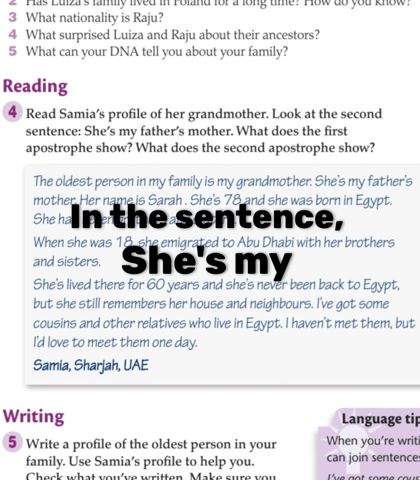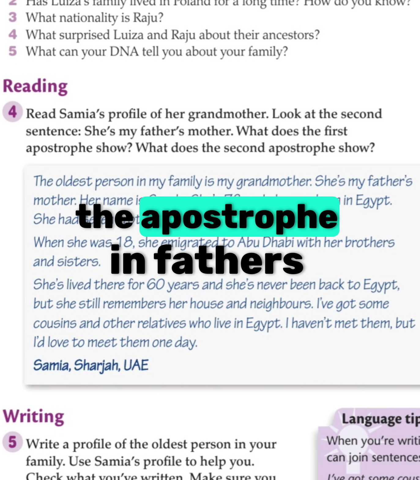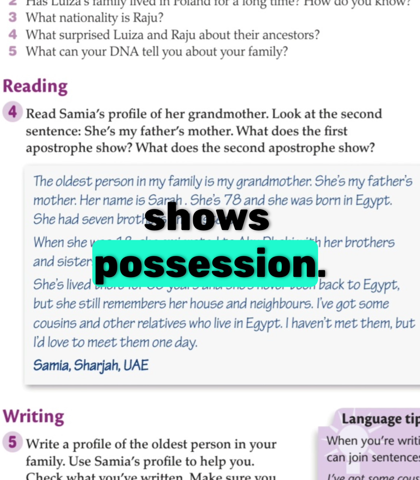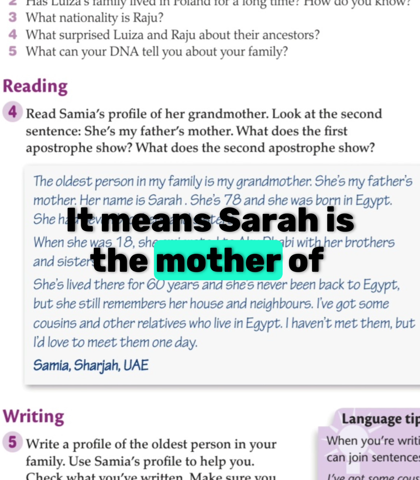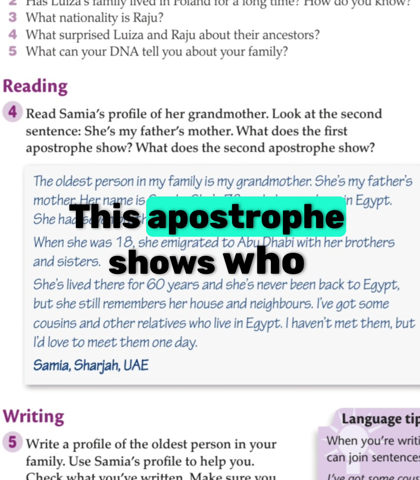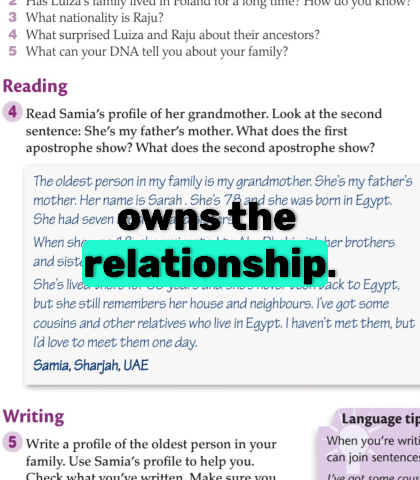In the sentence, she's my father's mother, the apostrophe in father's shows possession. It means Sarah is the mother of Samia's father. This apostrophe shows who owns the relationship.